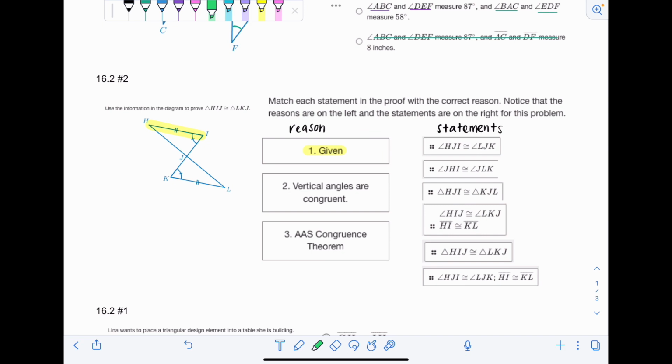So it would be segment HI is congruent to segment KL, and then angle HIJ is congruent to angle LKJ. So that's this one right here. It has both of those together. So we would put this one with reason number 1.